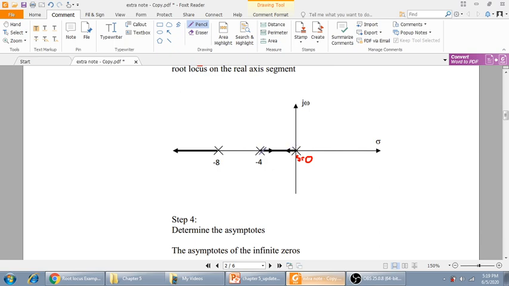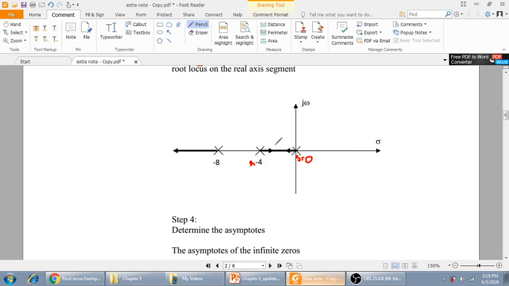Then if you look at the next pole, which is s equals minus 4, you see at your right side there is an odd number of poles. If there is an odd number of poles, our direction is this side.